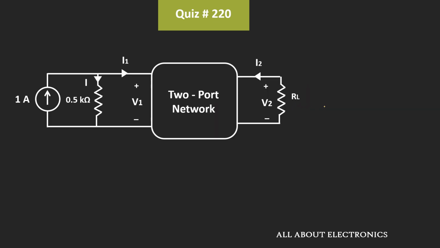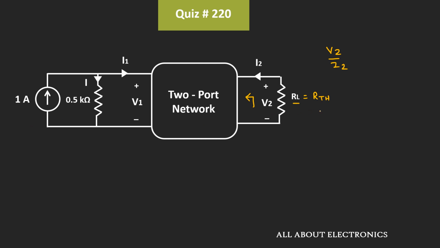Now here we have been asked to find the value of RL such that the maximum power gets delivered to it. So in other words, we need to find the Thevenin's equivalent resistance which is seen through this port 2. Or in other words, we need to find the value of voltage V2 divided by I2 when all the independent sources are 0. This will give us the Thevenin's equivalent resistance, and whenever the value of the load resistor is equal to the Thevenin's equivalent resistance, at that time the maximum power will get transferred to it.